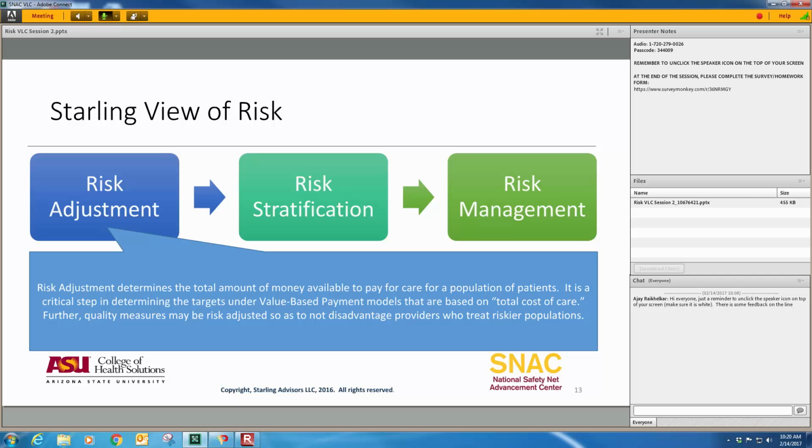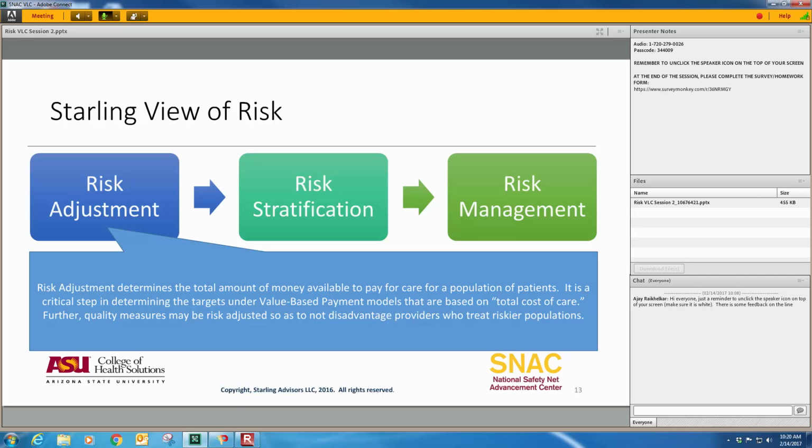Okay. We want you to start to use within your vocabulary in talking about risk three separate concepts that we feel make up the spectrum of risk that you'll need to understand as a safety net provider. Risk adjustment determines the total amount of money that's available to pay for care for a population of patients. It's a step that's taken in determining financial targets under value-based payment models that are based on total cost of care. So when you hear a payer use the term risk adjusted, more often than not, what they're talking about is how they set or allocate funds to an individual patient within a population of patients based on underlying risk factors.